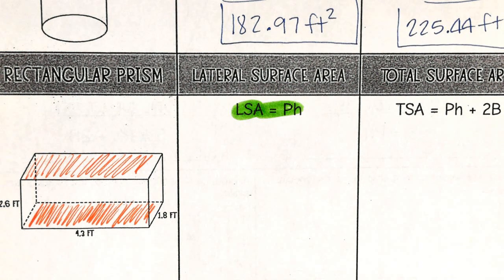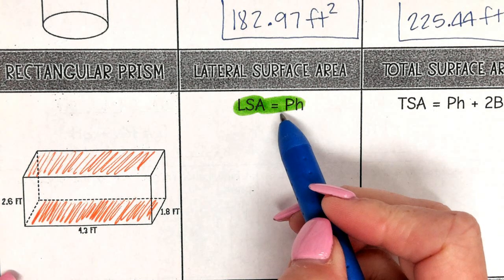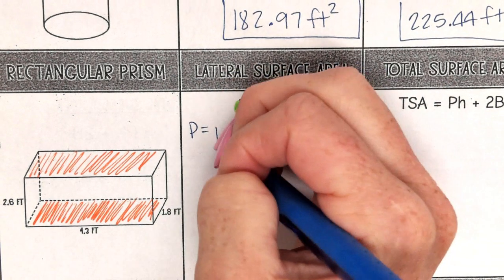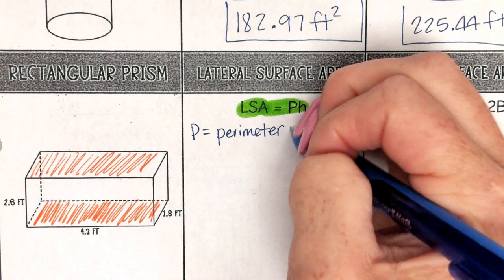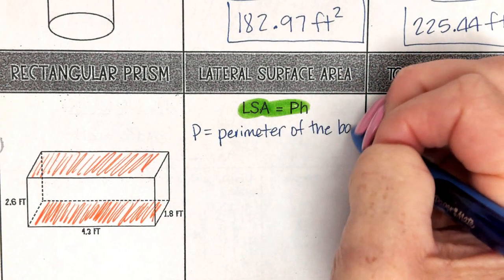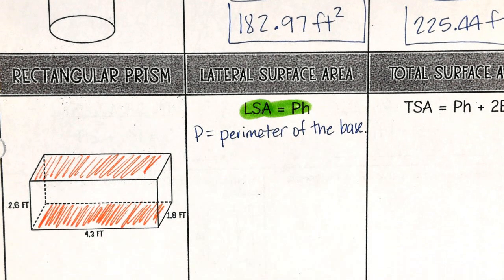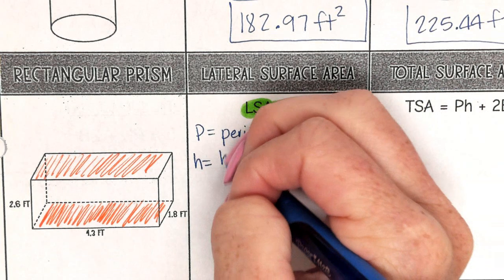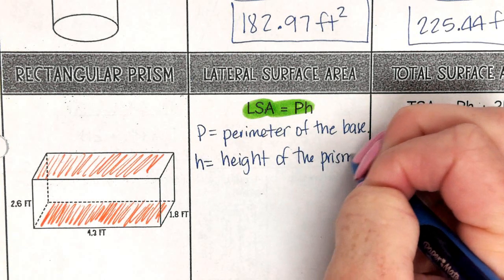Now, to use this, you have to know what P means and H means. If it's a capital letter, it is referring to the base. So P means perimeter, not of the whole prism. Perimeter of what? The base. Why do I know it's referring to the base? Because it's a capital letter. Is H a capital letter? No. So it is referring to the prism. The height of the prism.